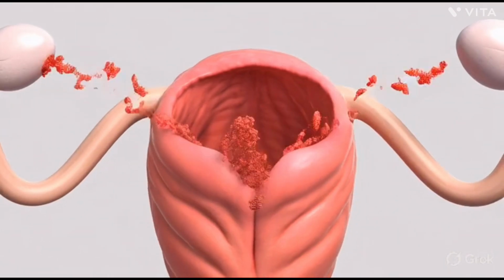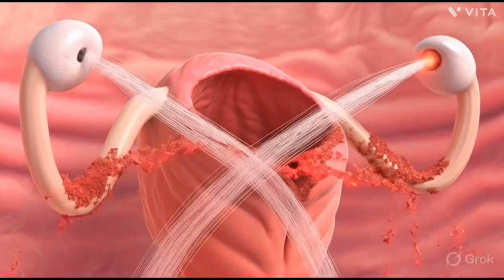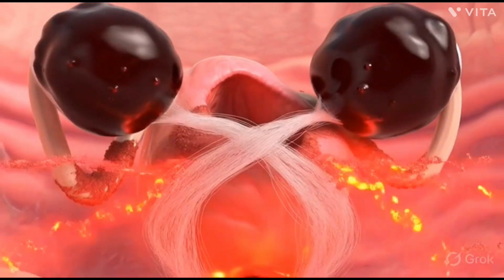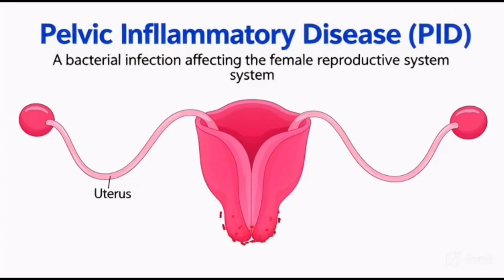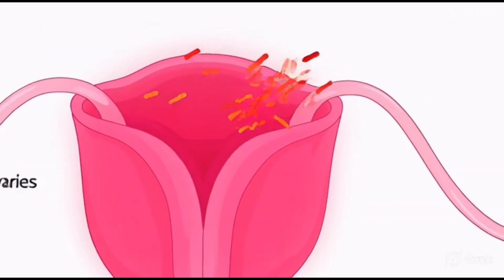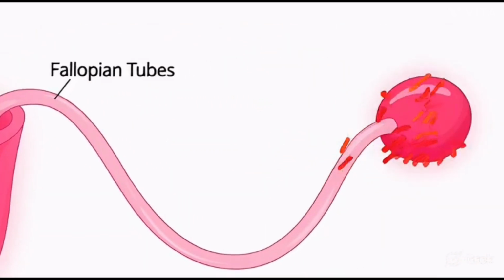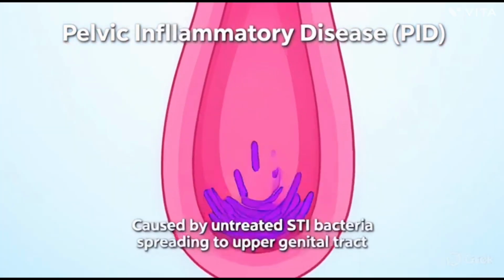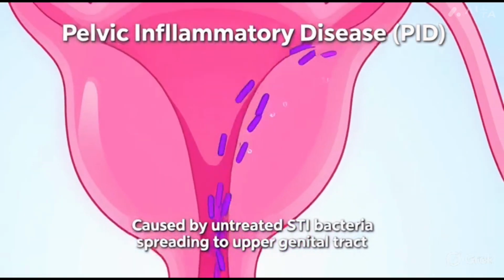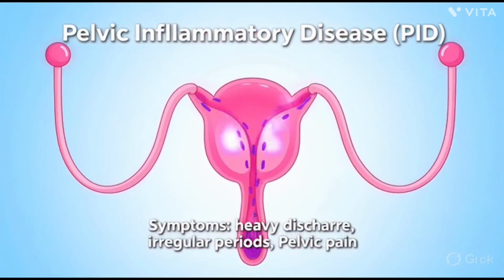In endometriosis, tissue similar to the uterine lining grows outside the uterus. This causes inflammation, leading to adhesions and painful ovarian cysts. Pelvic inflammatory disease, or PID, is a bacterial infection that spreads from the uterus into the fallopian tubes and ovaries. Pelvic inflammatory disease is typically caused by an untreated sexually transmitted infection. Bacteria spread to the uterus and upper genital tract.